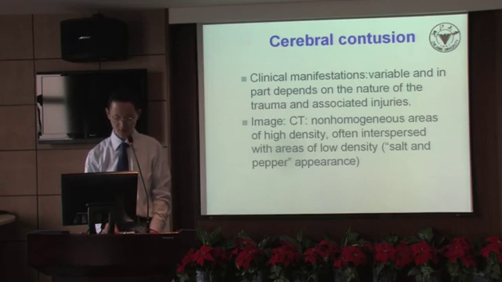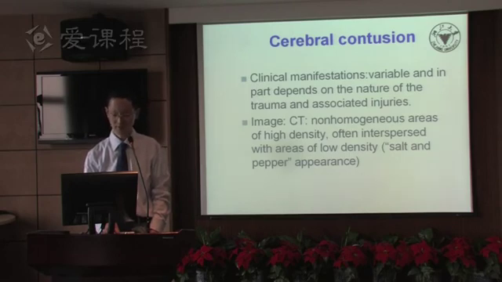Cerebral contusions are seen as non-homogeneous areas of high density, often interspersed with areas of low density, which we call a salt and pepper appearance. The CT appearance results from multiple small areas of hemorrhage within the brain substance associated with areas of edema. The margin is usually poorly defined.